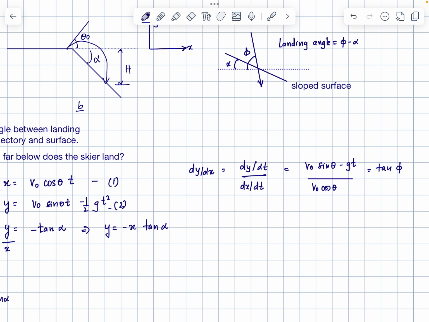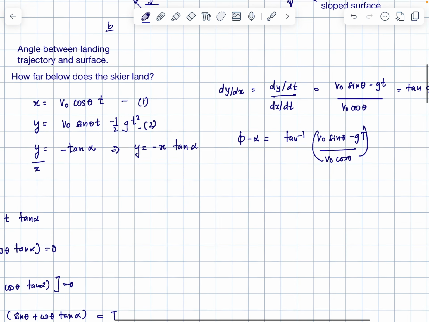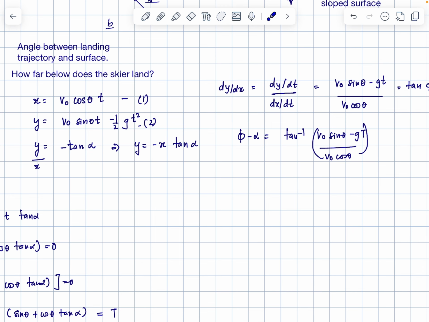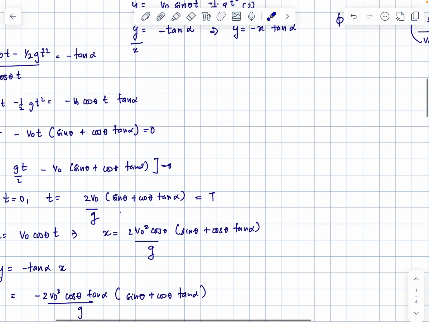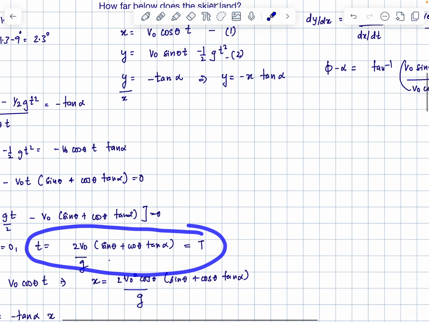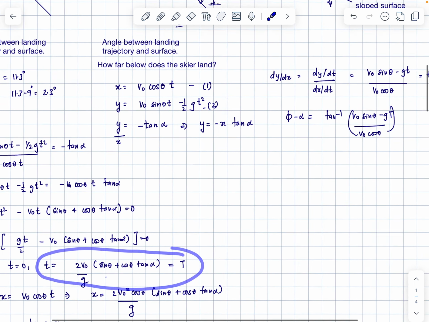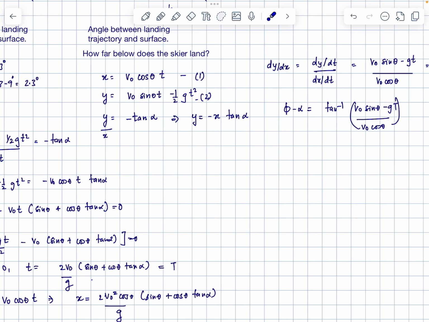So the angle that the skier makes with the surface while landing is phi minus alpha equals tan inverse of (v0 sine theta minus g, we put capital T here) divided by v0 cosine theta, where the capital T here is equal to the time of flight. So I hope you get an idea for how to find these values.